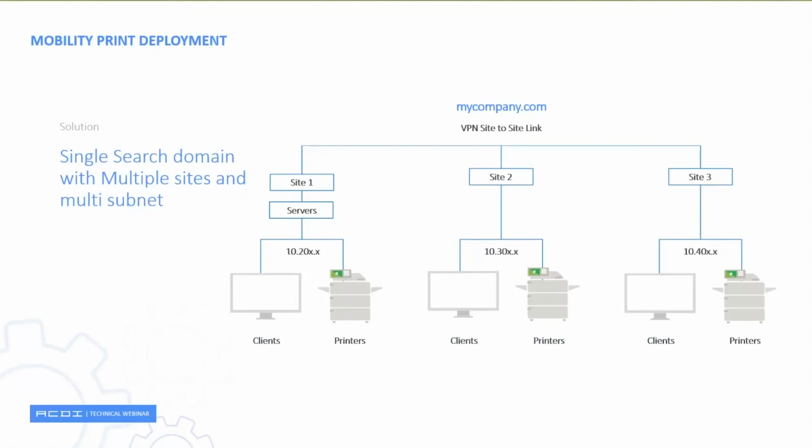Drawbacks: a print server would be required to be configured at each site, and there would be multiple subnet filtering config files to set up. That would be one per server.